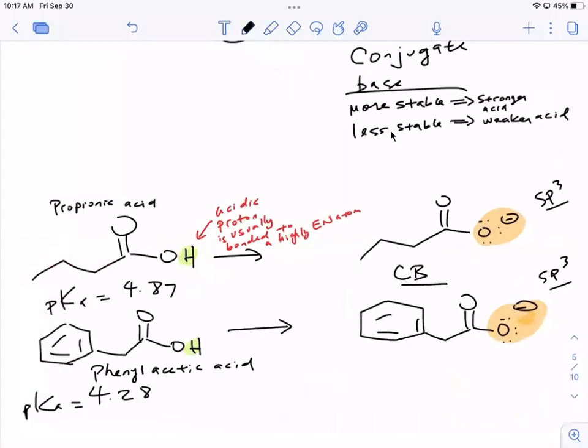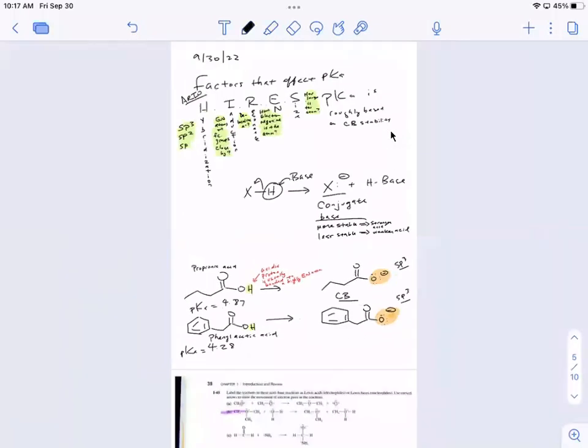Because what happens is if there's one of these factors that's present for one acid and not the other, then that's an advantage for that acid. And that's a way to justify or explain why it's a better acid, right?